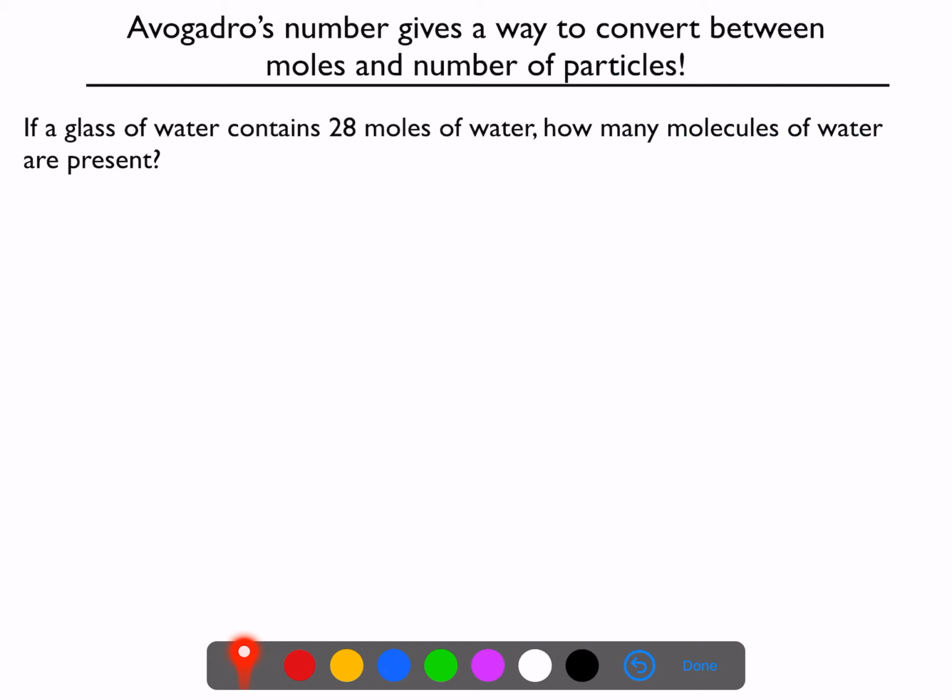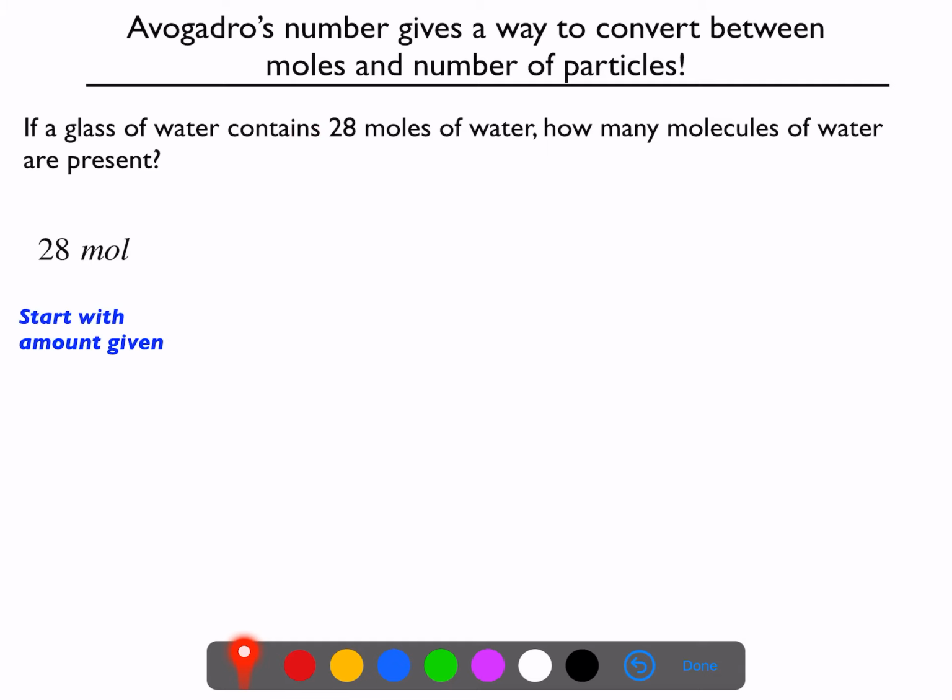Avogadro's number in the mole gives us a way to convert between the number of moles and the number of particles. And we need to be good with these conversions. So, for example, if we were given a problem where we said we have a glass of water that contains 28 moles, and we were asked how many molecules of water are present. So if we're going to solve this problem, we're going to start with the number that's given. So we're given 28 moles. So start with the 28 moles.